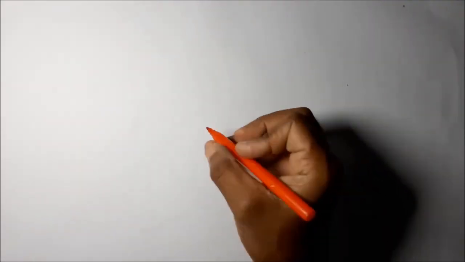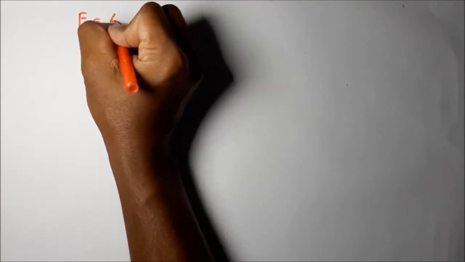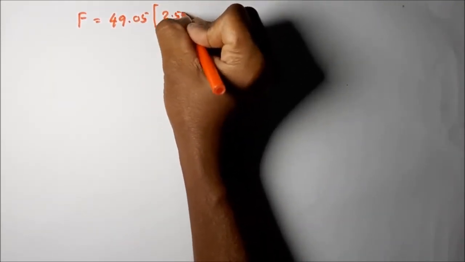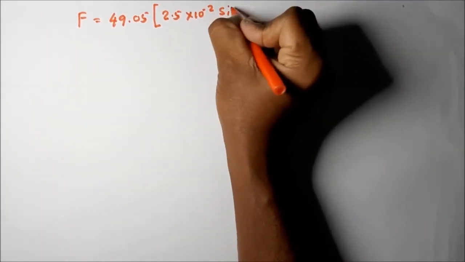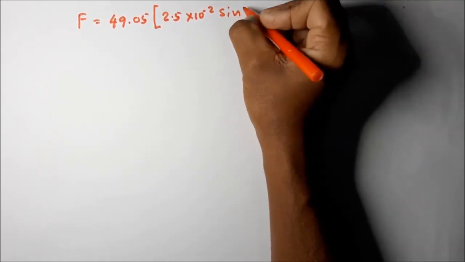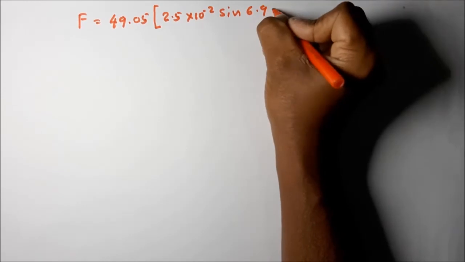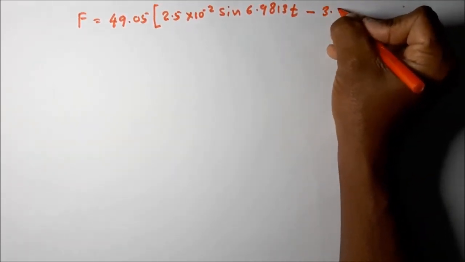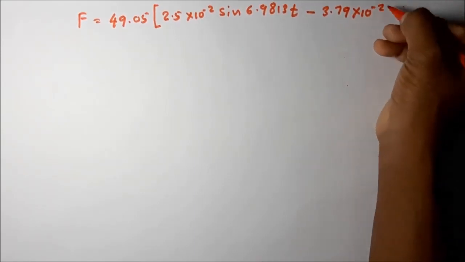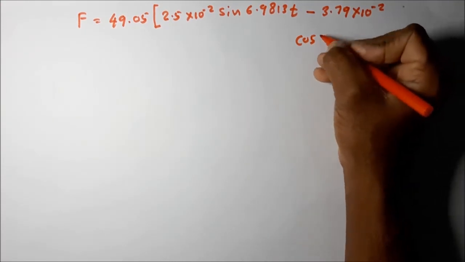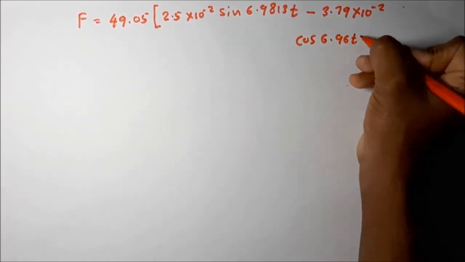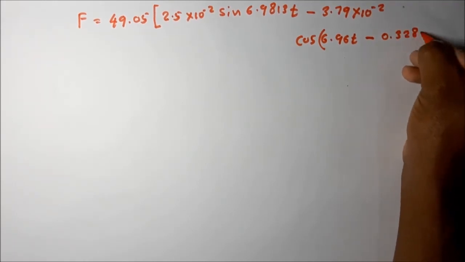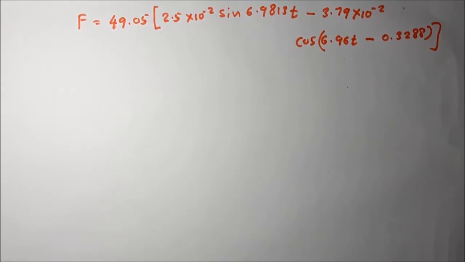Let me write the final answer for this one. F is equal to 49.05 times 2.5 into 10 to the power of minus 2 sine omega t, where omega means the forcing function frequency, 6.9813, minus 3.79 into 10 to the power of minus 2 cos of omega t minus phi. What is phi? The phase shift, 0.3288. This is the final answer we are getting.